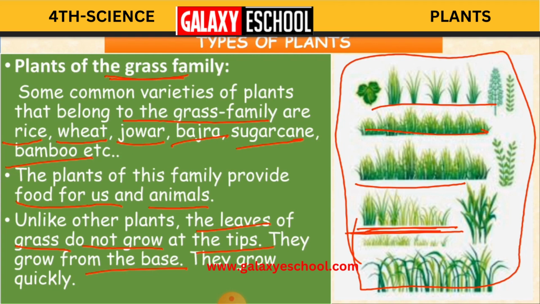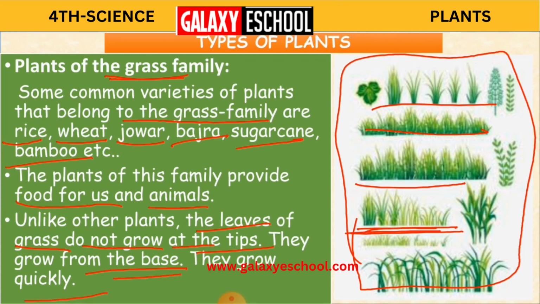The plants which provide food for us and also for animals are a little different from the other plants. They are not growing from the tips. They grow from the base, and they grow very quickly. Okay, clear, children? Yes.